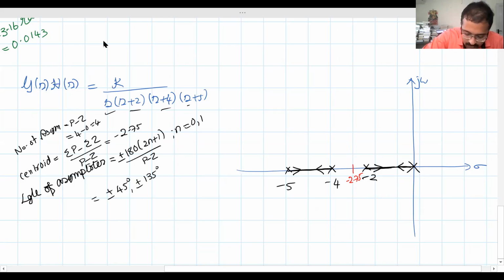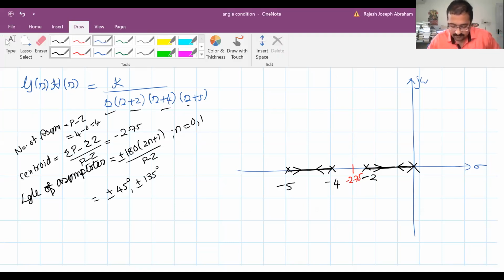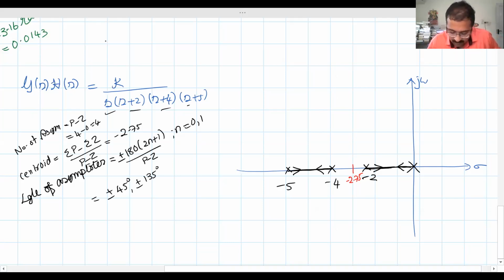Now I have to draw the asymptotes. At minus 2.75, plus 45, minus 45. Plus 45, minus 45. This will be minus 135 and this will be plus 135. I have drawn the asymptotes at angles of plus 45, minus 45, plus 135 and minus 135.